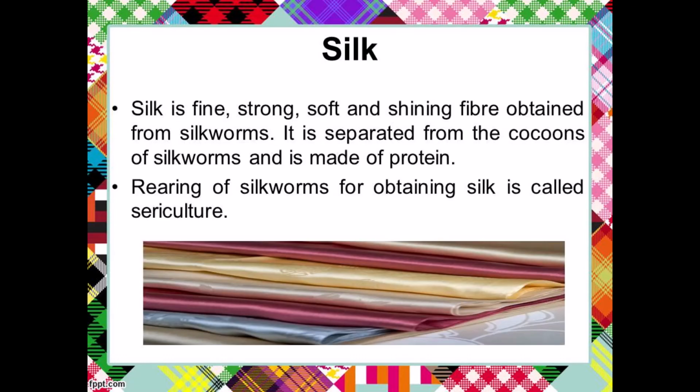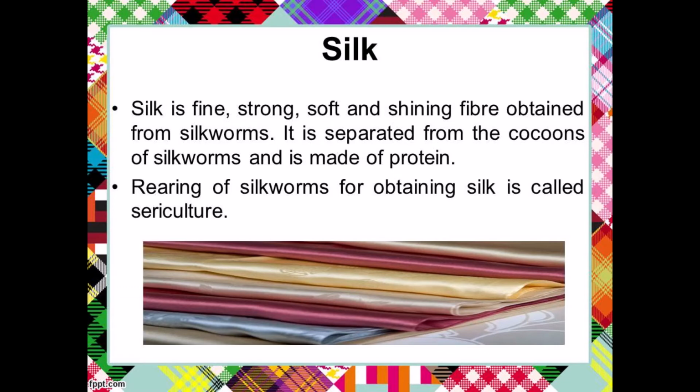So, next type of animal fiber that we will study in this chapter is silk. Silk is a fine, strong, soft, and shining fiber obtained from silkworms. It is separated from the cocoons of the silkworms, and it is made up of protein. That's why it gives a smell of burning hair when burned. It is also a costly fiber because of its natural shining appearance.